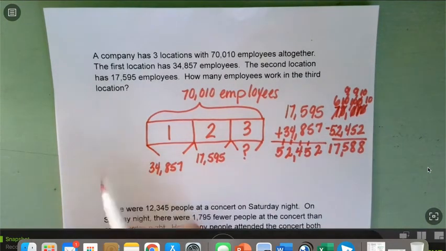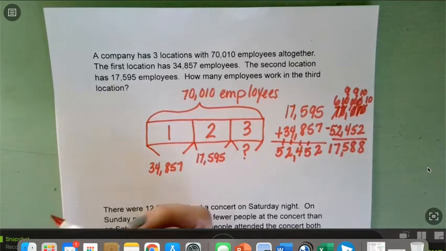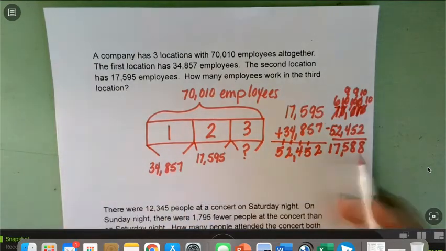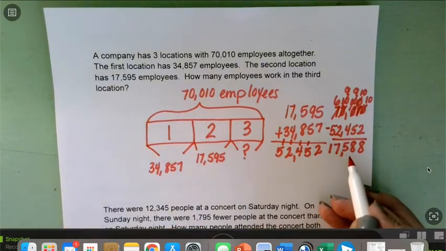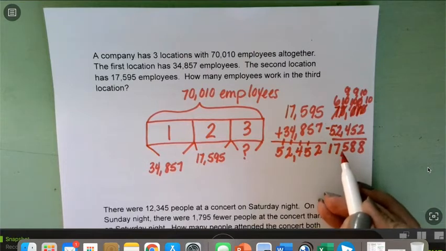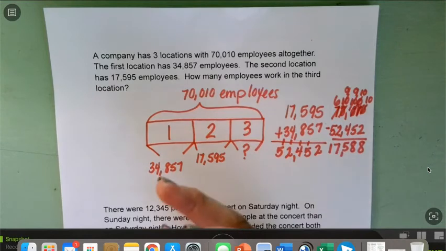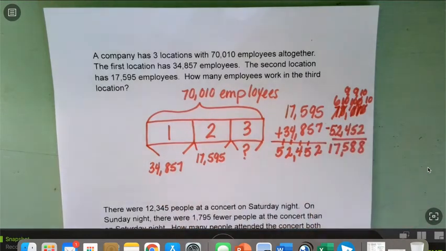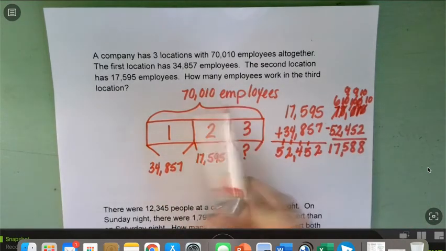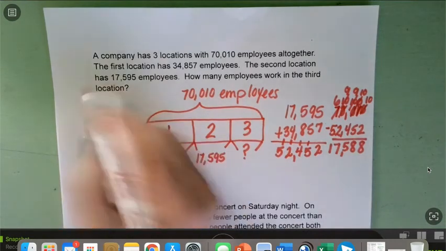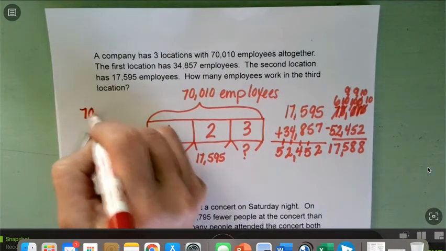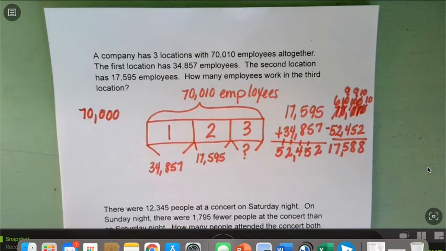I have some room over here. We're going to round in order to assess for reasonableness. The whole purpose of using estimation is so that we can check every time to see that our answer is correct, but a lot of times people use estimation because it's easy and they can do it in their head. In this case, we can do it pretty easily, and then we can come back and see if this answer makes sense. So we're going to start with our total, which was 70,010. We're going to round that to the greatest 10,000, which is 70,000.